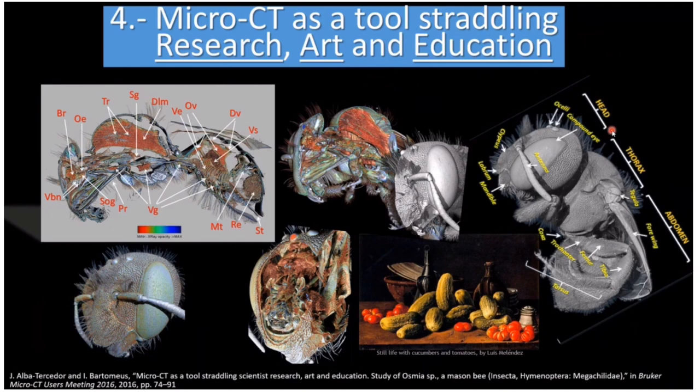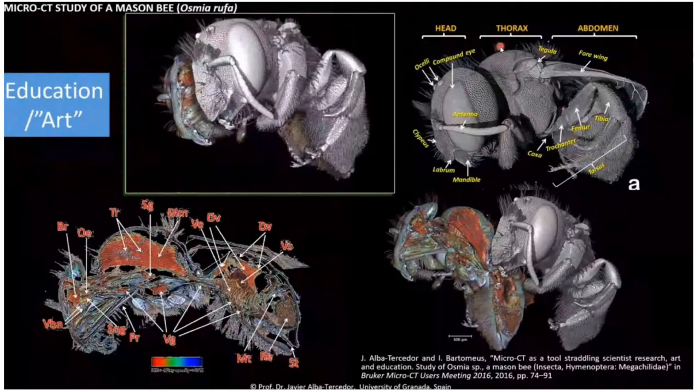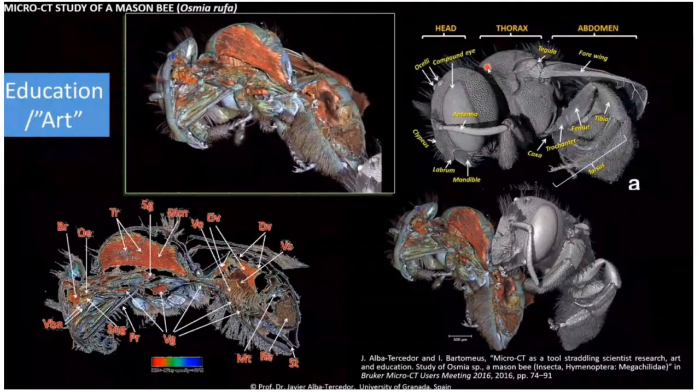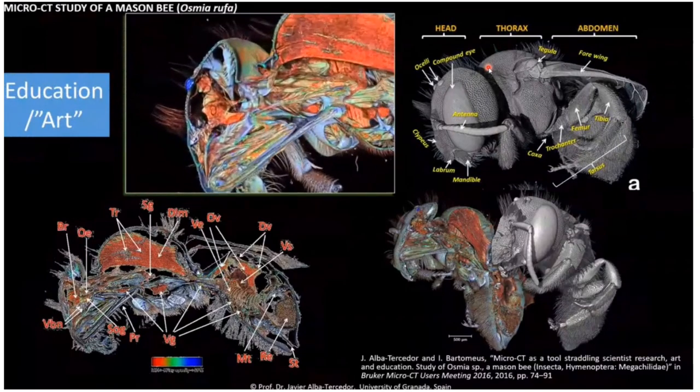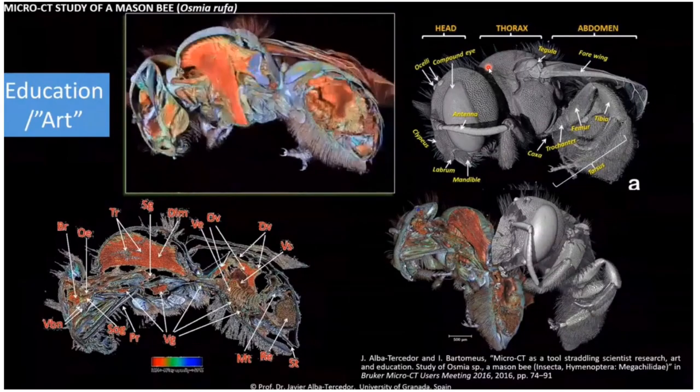Some years ago, a French woman wrote to me saying, "Professor, did you realize that you are producing real art?" And then I realized that when I compare a painter's still life frame with some of my images, they are art, and they can be used for education because they are very attractive for students. So look at that. When studying zoology or entomology, the anatomy of a bee, how can the student be attracted in many different ways?